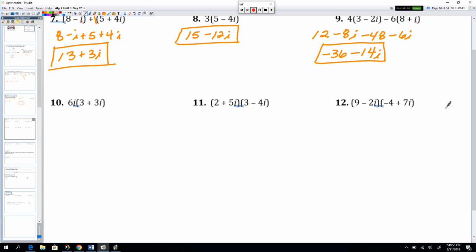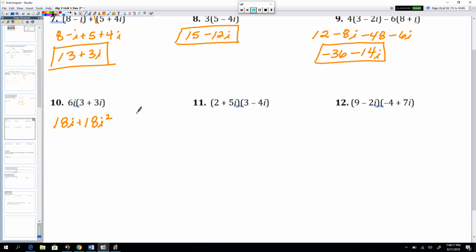A little bit more distribution here. Now watch what happens here. I'm going to distribute 6i to 3 and make that 18i. And I'm going to distribute 6i to 3i, and watch what happens. 6 times 3 is 18. i times i is i squared.